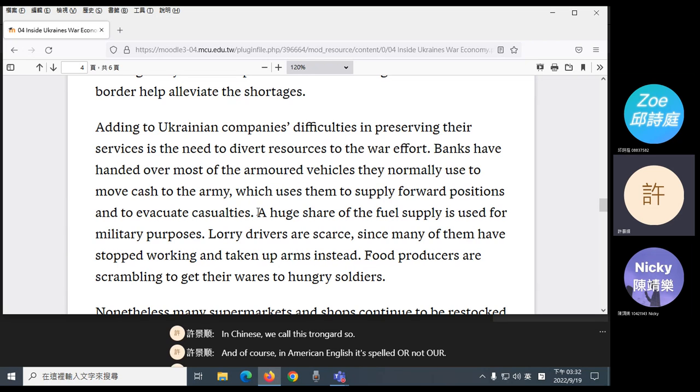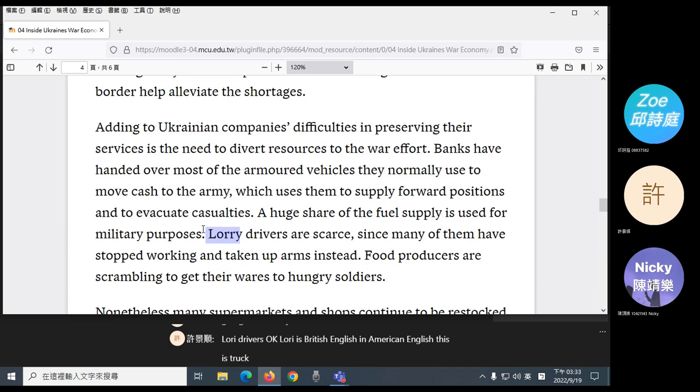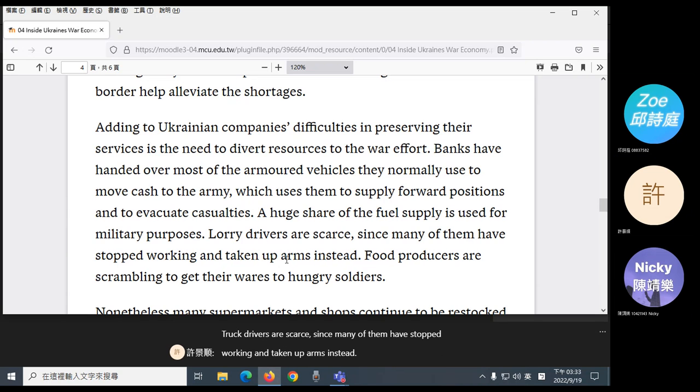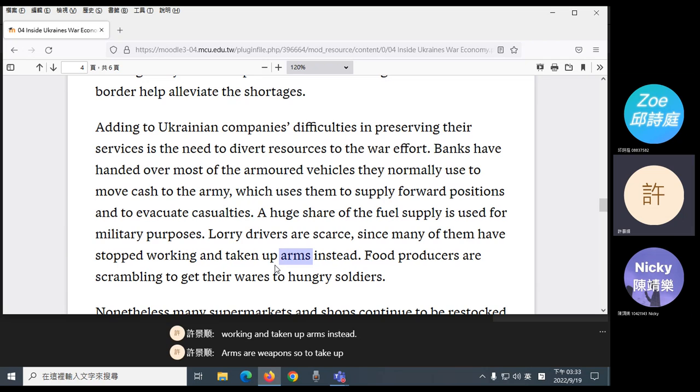A huge share of the fuel supply is used for military purposes. So normal people don't have enough gas because it's all going to the army. Lorry drivers. Okay, lorry is British English. In American English, this is truck. Truck drivers are scarce since many of them have stopped working and taken up arms instead. Arms are weapons. So to take up arms means to go fight.